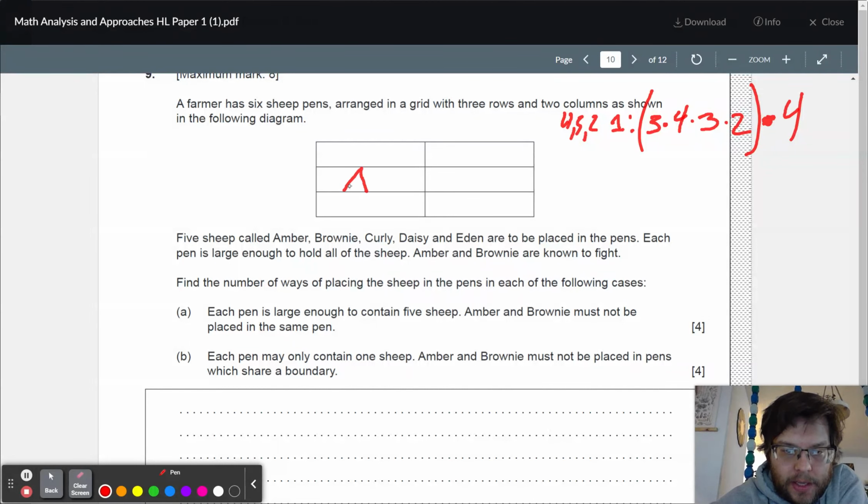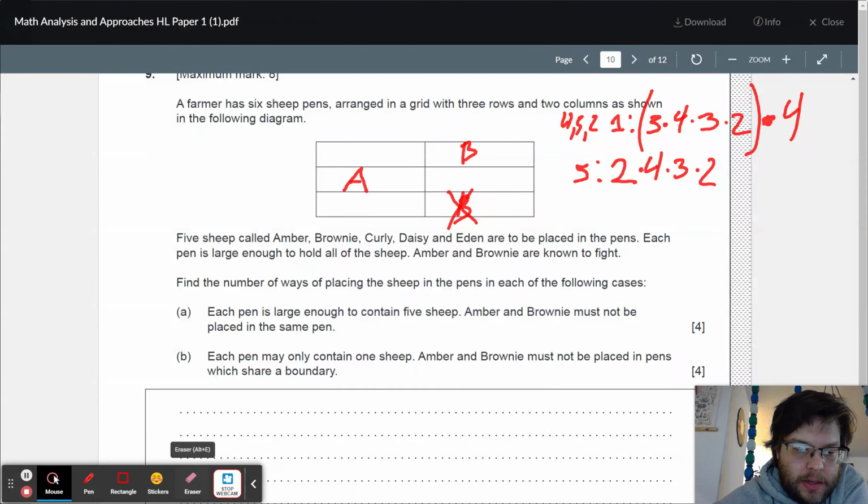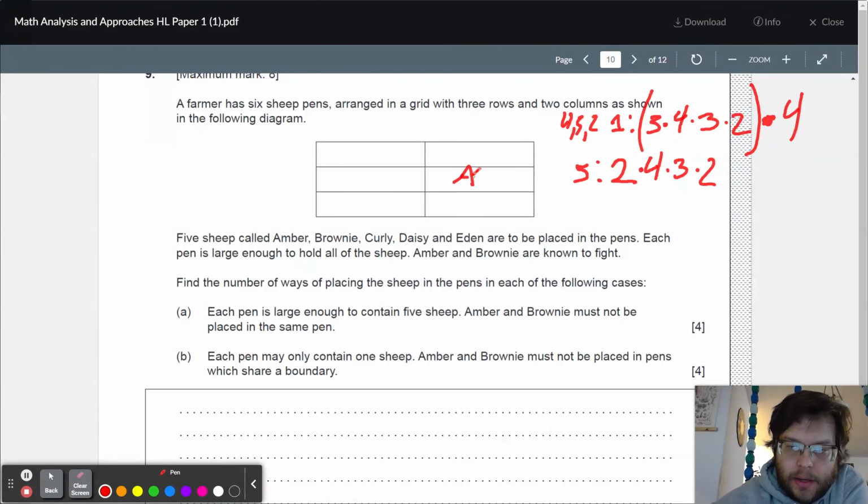So let's put Amber right here. Then the only 2 spots that Brownie could be would be here or here. So we'll call this case number 5. If we put Amber there, and then there are 2 spots for Brownie. Okay, let's say Brownie's there. Now there's 1, 2, 3, 4 empty spots for Curly, 3 spots for Daisy, 2 spots for Eden. Now, of course, this picture could just be reproduced by putting Amber right here. So that means that these, cases 5 and 6, are identical.